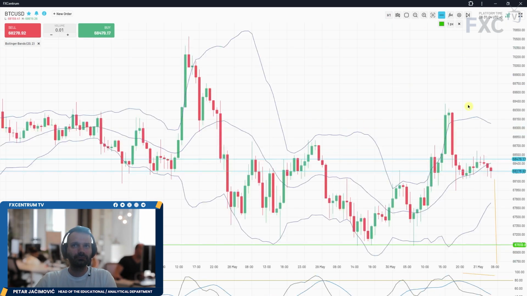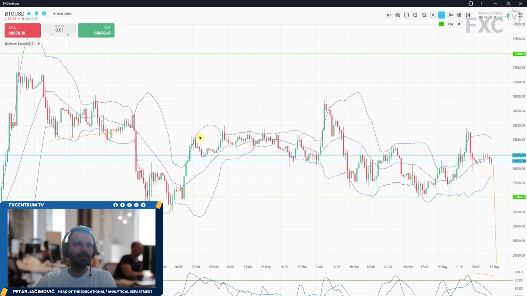So for now, every attempt from buyers, like here, there was absorption. Now this one seems like there's a potential absorption. So this is all weakness. We're building weakness in the last couple of days.